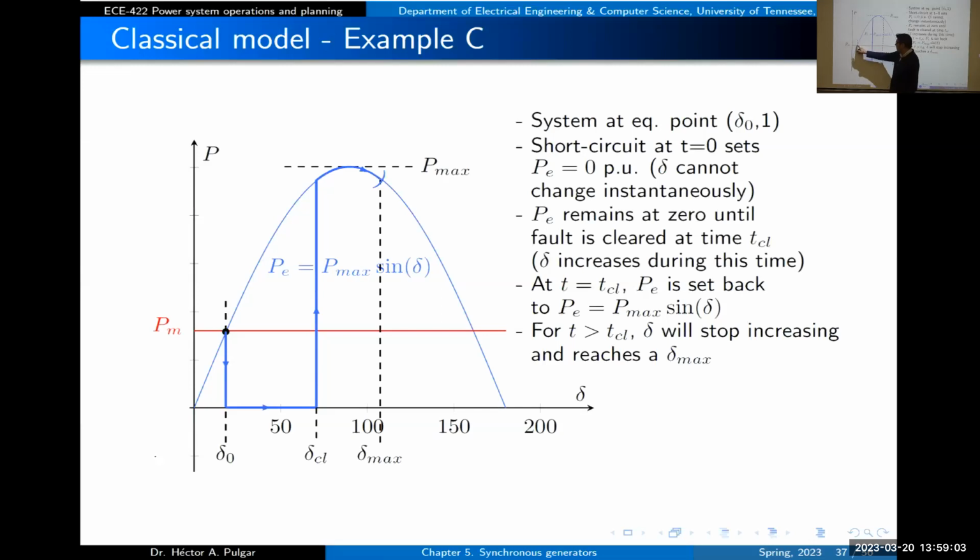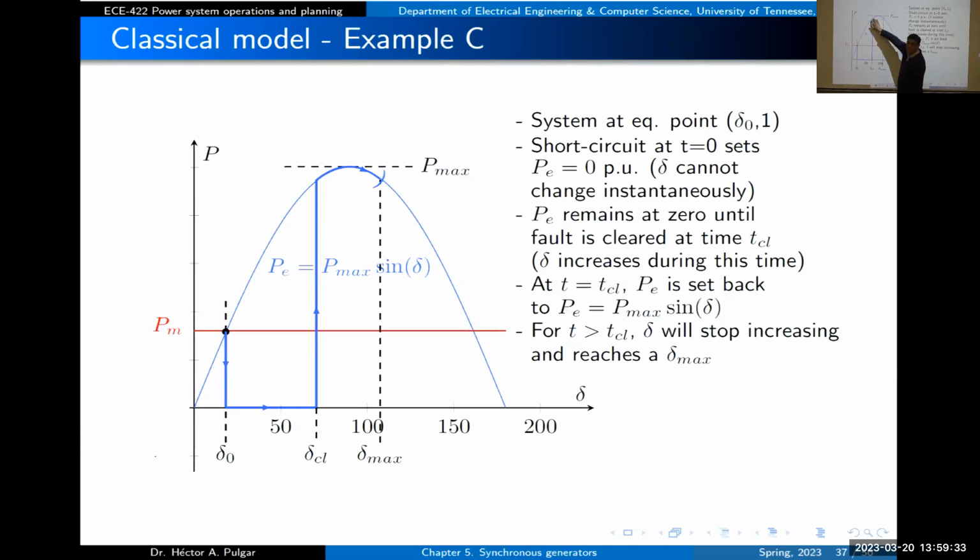So starting from this equilibrium point, if you have a disturbance, basically, all of a sudden, the electrical power is sent to zero. There is an accelerating power that will push the machine, and the angle delta and the speed will start increasing. Why? Because the accelerating power is positive. At this point, we have the clearing of the fault, and the electrical power changes instantaneously to this point. Now the accelerating power is negative.